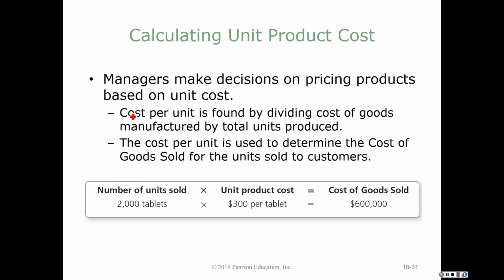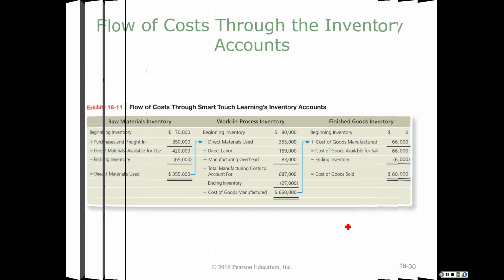All right, calculating the unit product cost. Like we mentioned, if we know the total cost of goods manufactured, and we divide that by the total number of units that we produced, then we know that our cost per tablet is $300. What I am going to move out of finished goods and into cost of goods sold is the number of items, not that I've manufactured, but the items that I have sold. So the number of items that I have sold, 2,000, times their cost is what will actually move over to cost of goods sold. Do we need to back up?